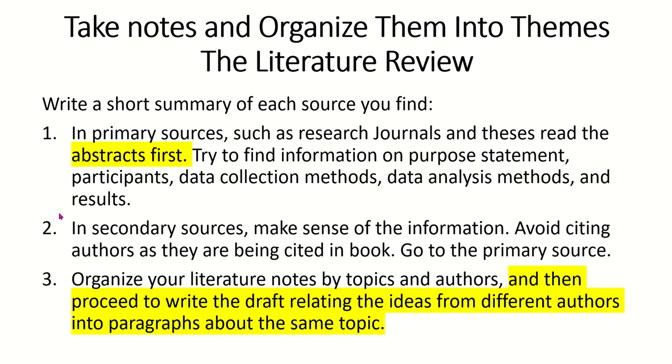Okay, in secondary sources, make sense of the information, and try not to cite the authors the way they are being cited in the book. So if you see that you're reading a secondary source and they are citing an author that you're really interested in, then you go to the reference section and try to find the complete reference and the original source, so that you don't cite one person citing another, being cited by another. Okay, you go to the primary source.